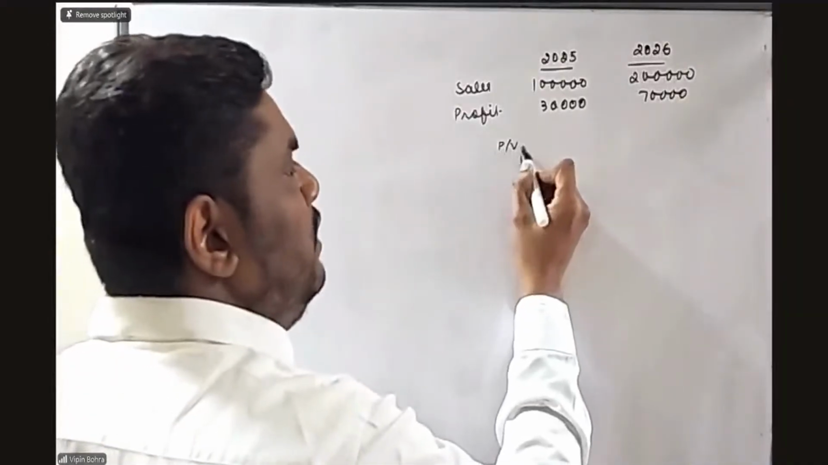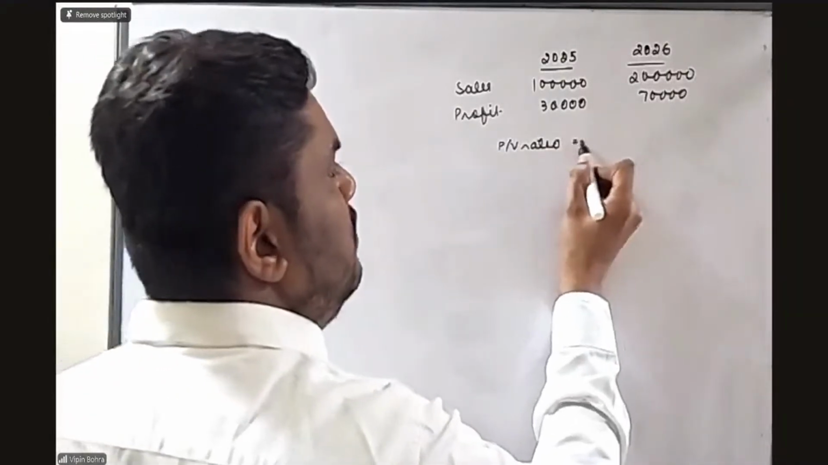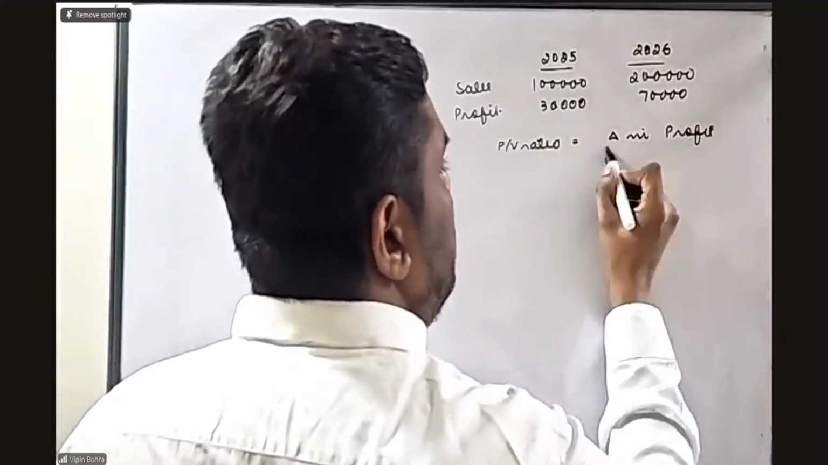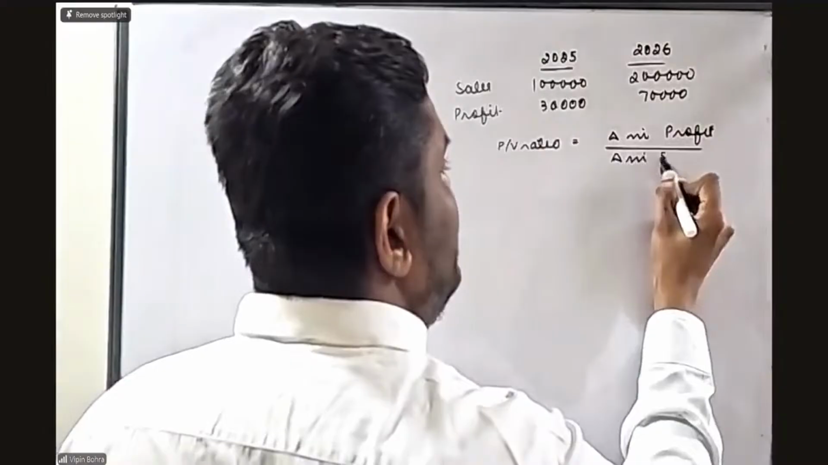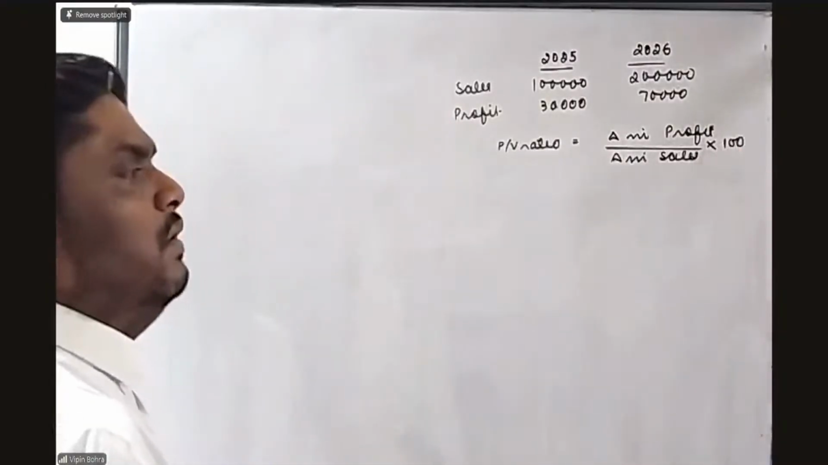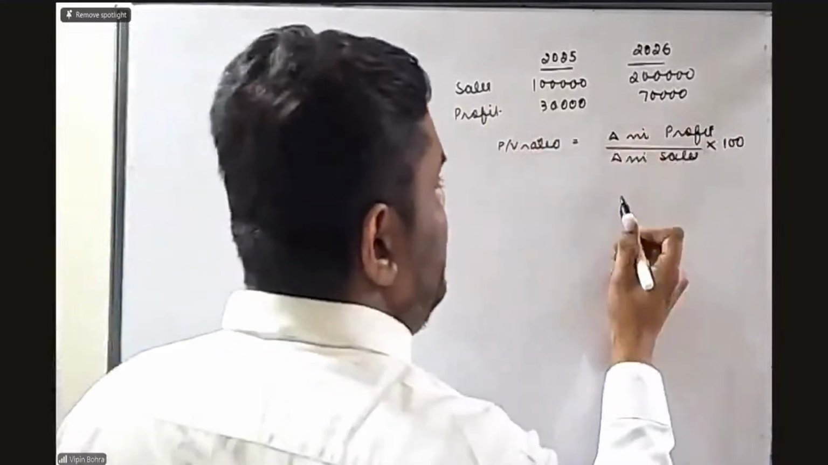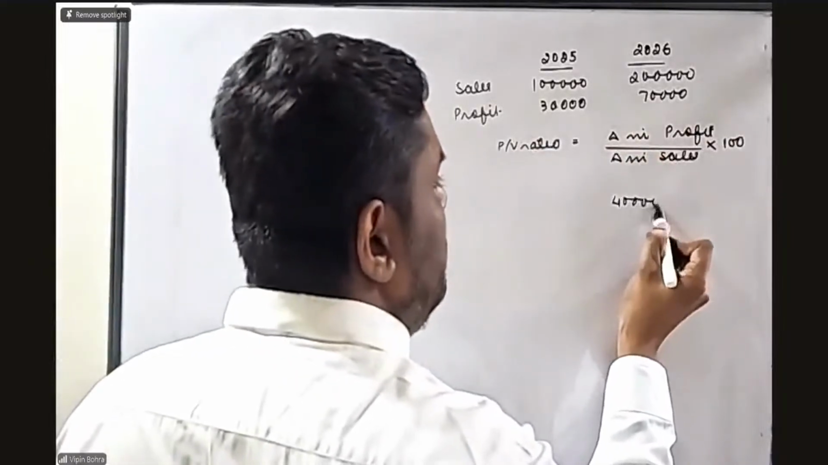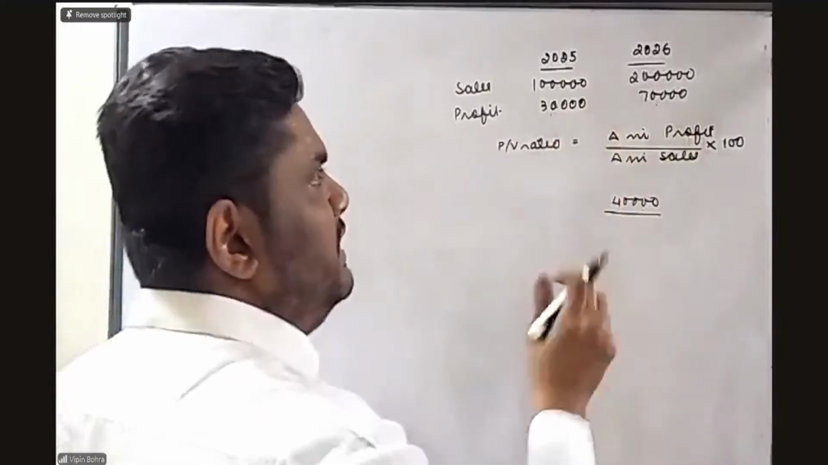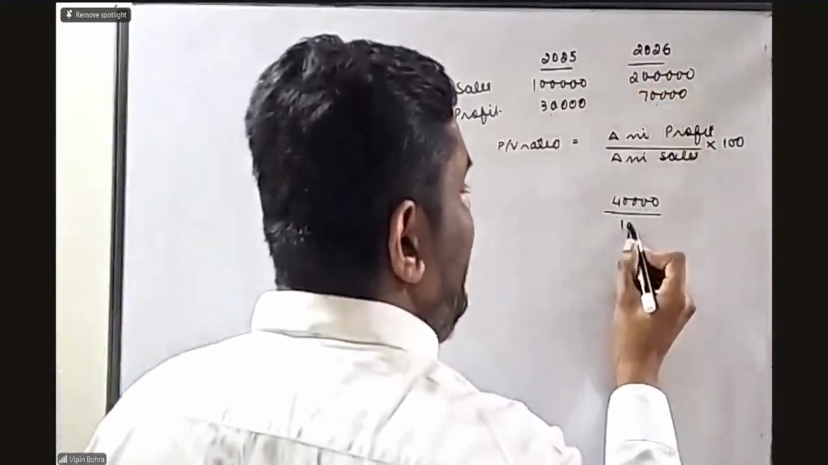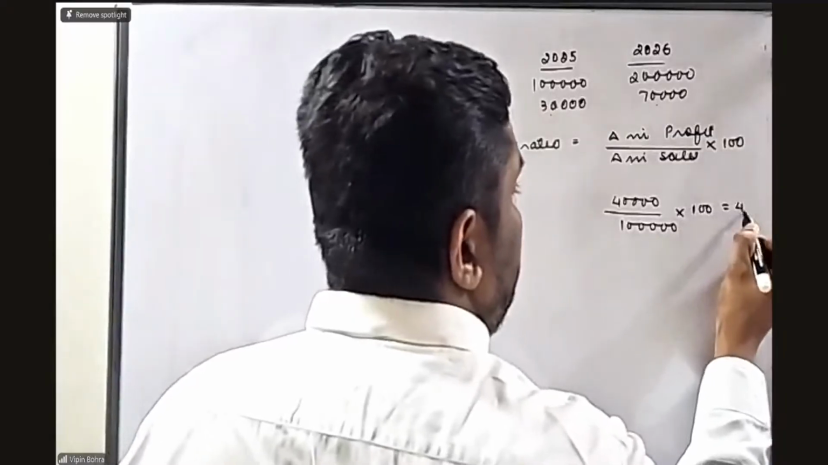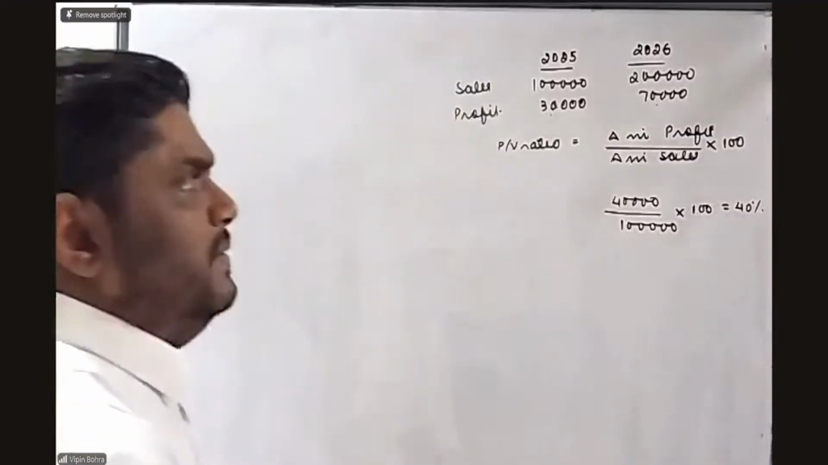So herein, if you want to calculate PV ratio, it is change in profit divided by change in sales into 100. When talking about change in profit, it is 70 minus 30, 40,000, divided by change in sales, which is 1 lakh, into 100. Therefore, my PV ratio is 40%.